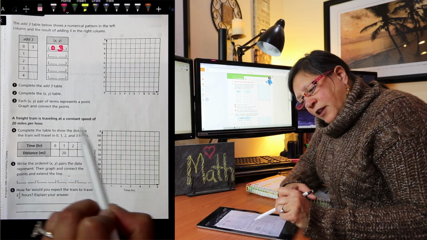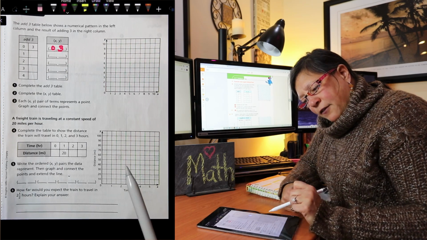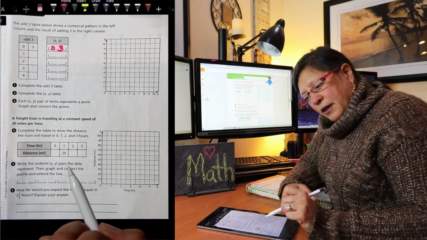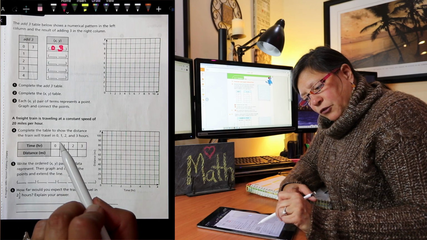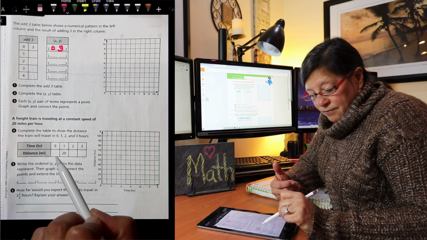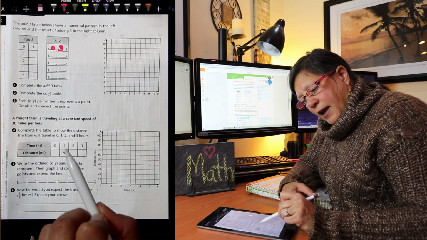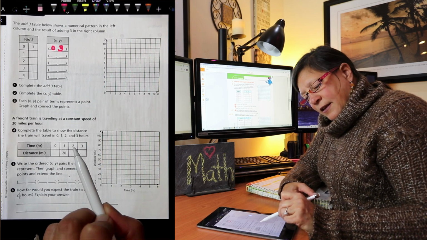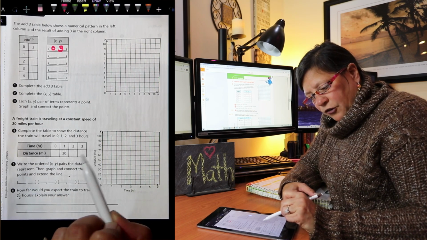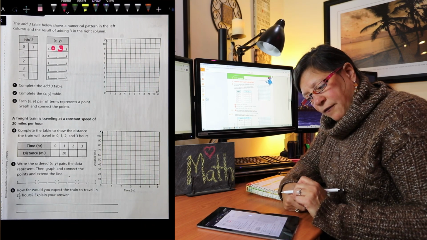A freight train is traveling at a constant speed of 20 miles per hour. Complete the table to show the distance the train will travel in 0 hours, 1 hour, 2 hours, and 3 hours. For every hour, it travels 20. So in 2 hours, what would it travel? In 3 hours, what would it travel?